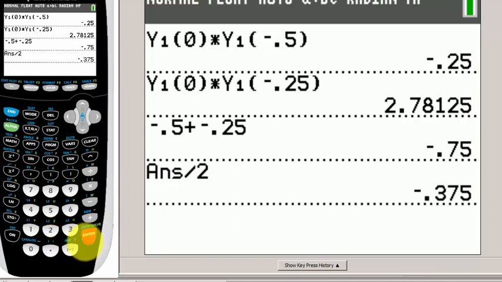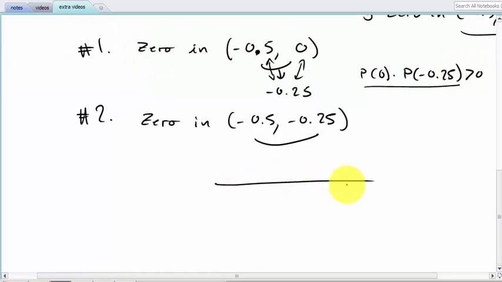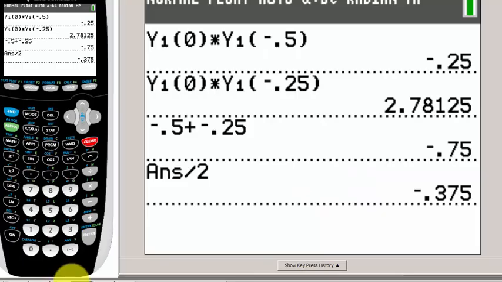And so it's negative 0.375. Okay, so what do we have? We are between negative 0.5 and negative 0.25, and I'm going to check the product right here. This is 0.375. All right, let's check out the product.